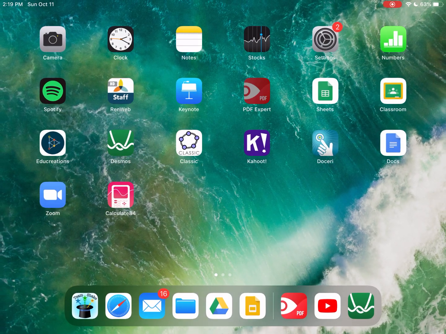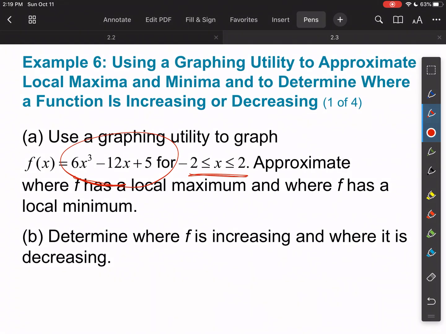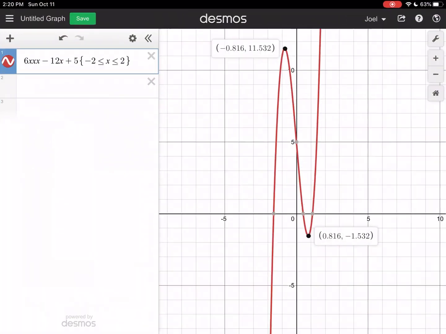guys, is we're only concerned with the interval -2 to 2. So on the x-axis, we're only looking between -2 and 2. This graph keeps going beyond those, but we're only looking at this picture of what happens in there. Okay, so I graphed it and I restricted it to that so that we can look at that.